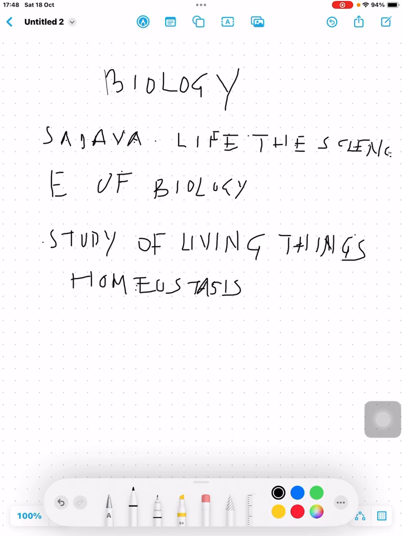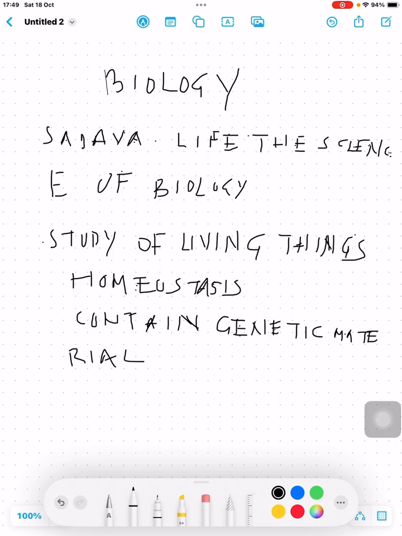And another quality of living things is that living things contain genetic material. And also, living things interact with one another.